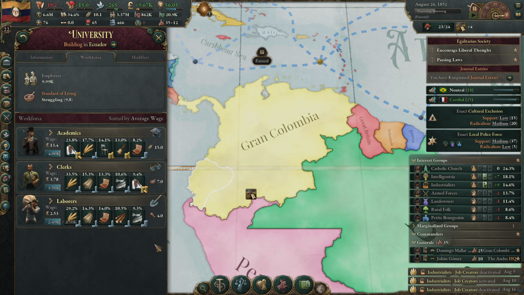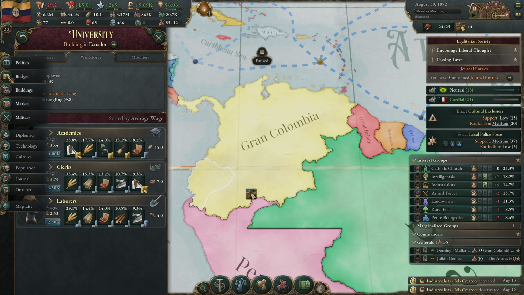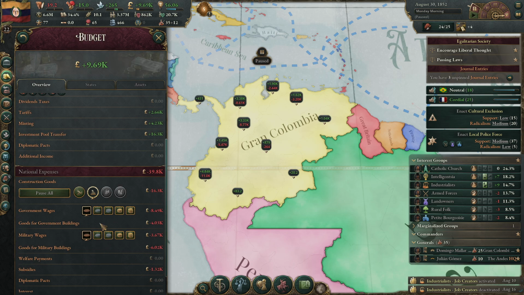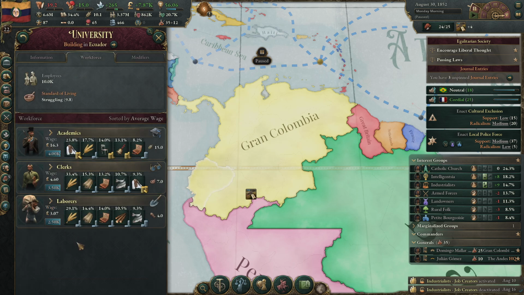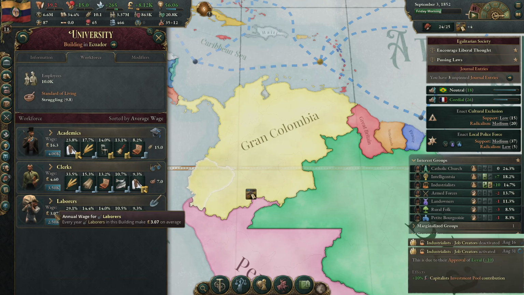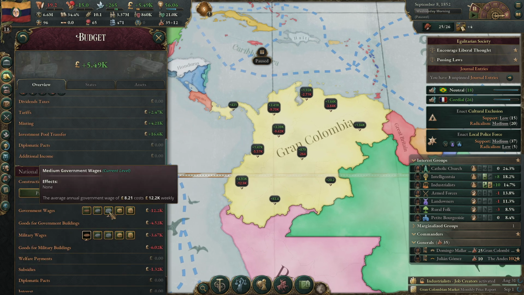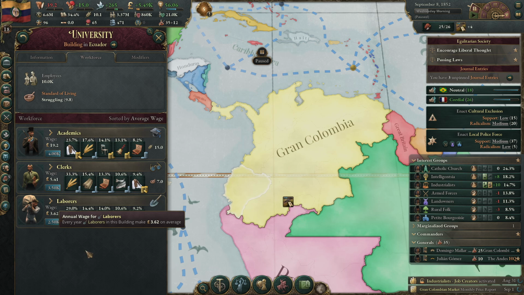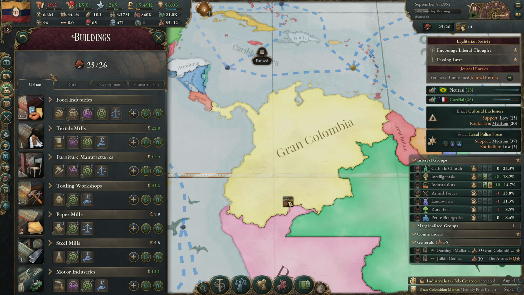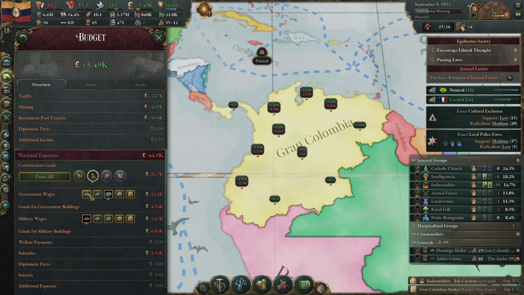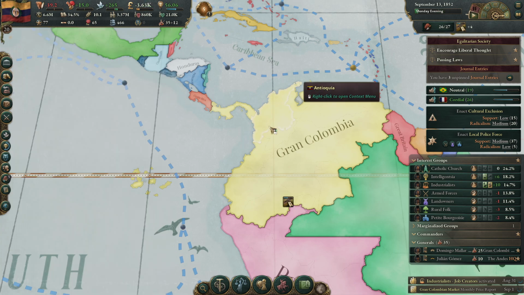How are you doing? The laborers over here are not making any money. They are starving. Because the grain price is too high, I think. If I go to normal government wages, or a little bit more, then they are still not making money. Is it changing instantly when I change this? Yes. Then they are still starving, so they are gonna starve anyway. So I will just go to the lowest.